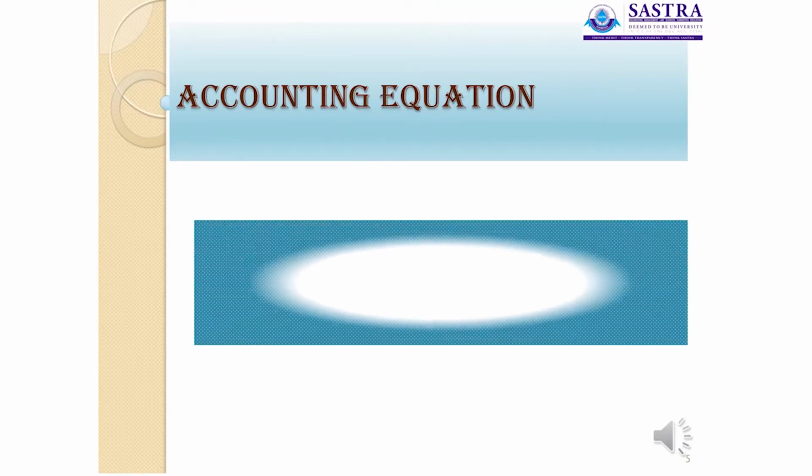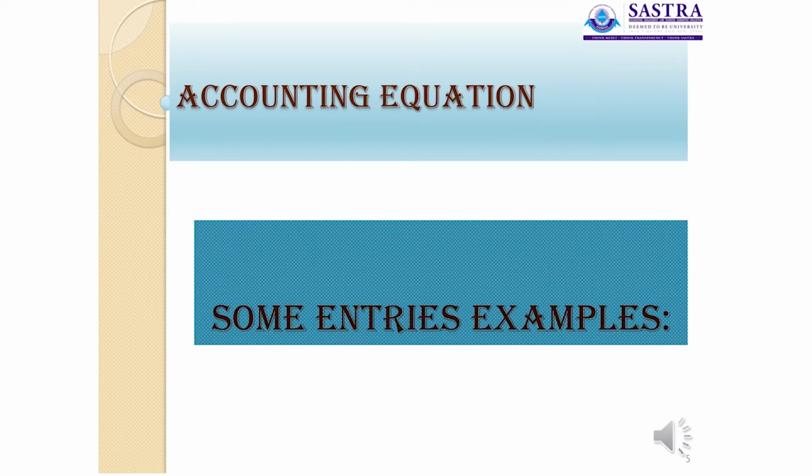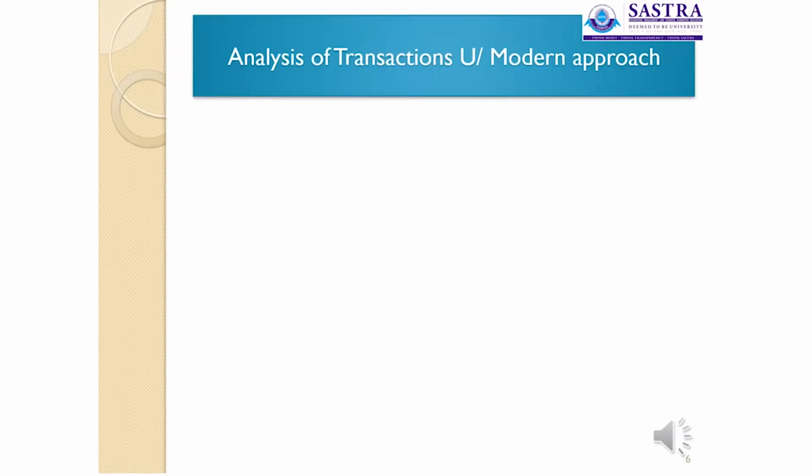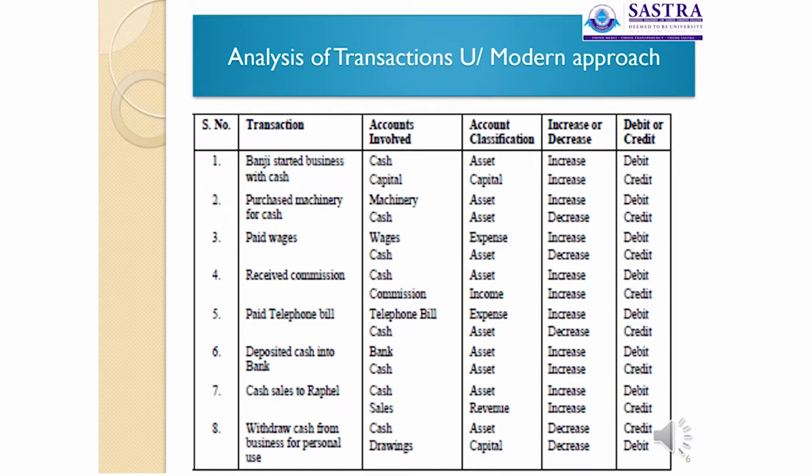Now let us see some of the problems in accounting equation. How the transactions are analyzed under the modern approach. Some of the transactions here, first one is Banji started business with cash.